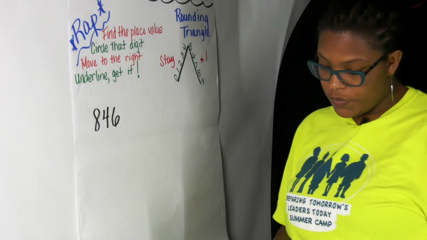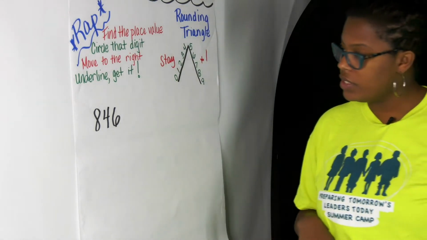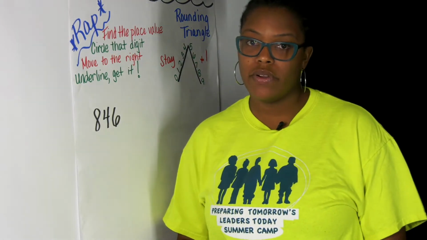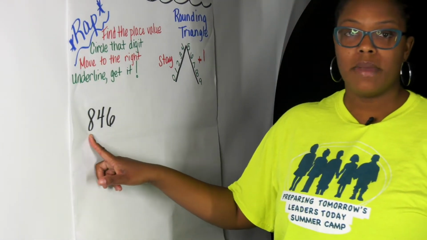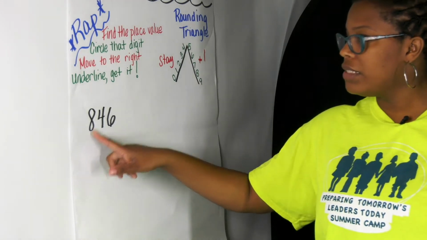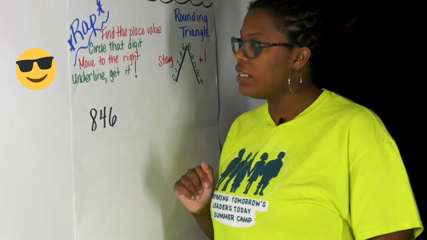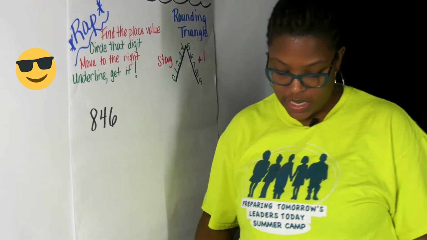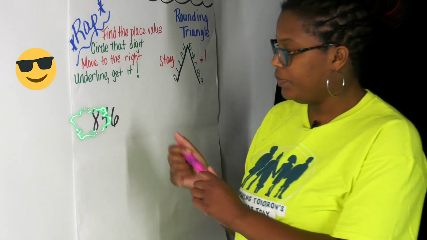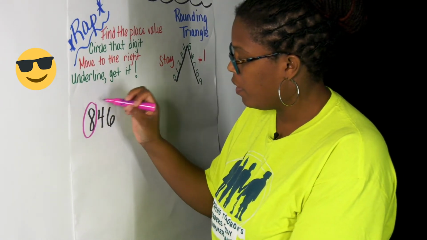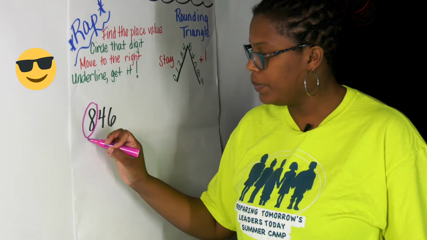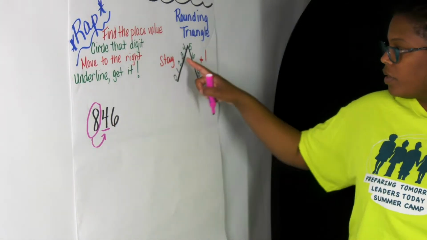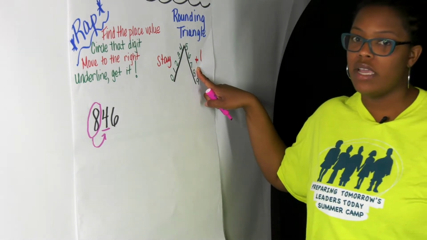Okay, so let's look at this number 846, and we want to round to the nearest hundredth first. So 8 is my digit in the hundredths place. So we're going to use our wrap to answer that question. Find the place value, circle that digit, move to the right, underline. Now, how are we going to get it? We're going to get it from our rounding triangle.